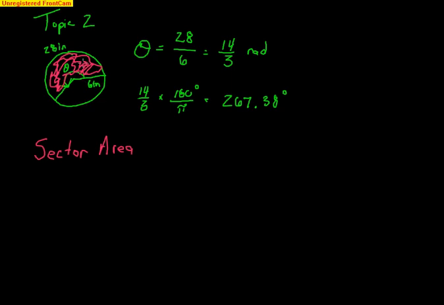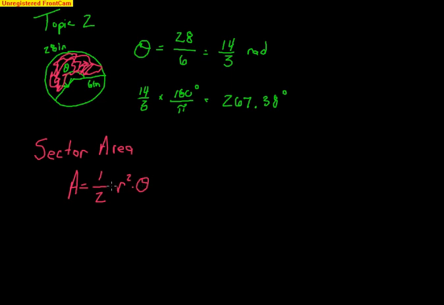And a sector has an area. Now we're not talking about arc length. Arc length is just the distance around the edge. So area is actually the entire values inside. If I want to find the area of that sector, the formula for area is area equals 1/2 r squared times theta.